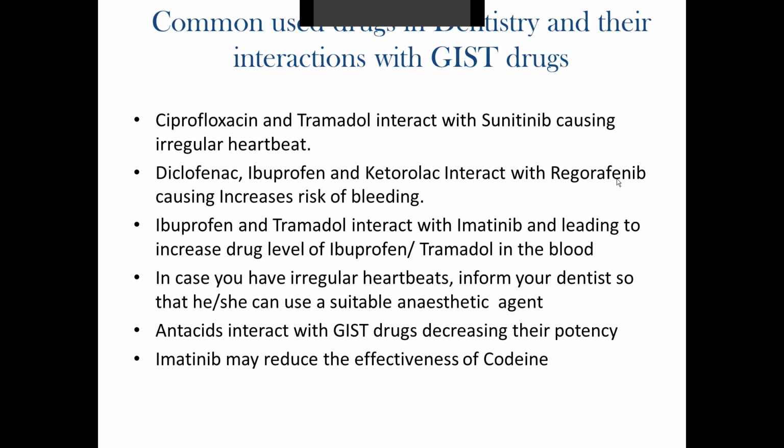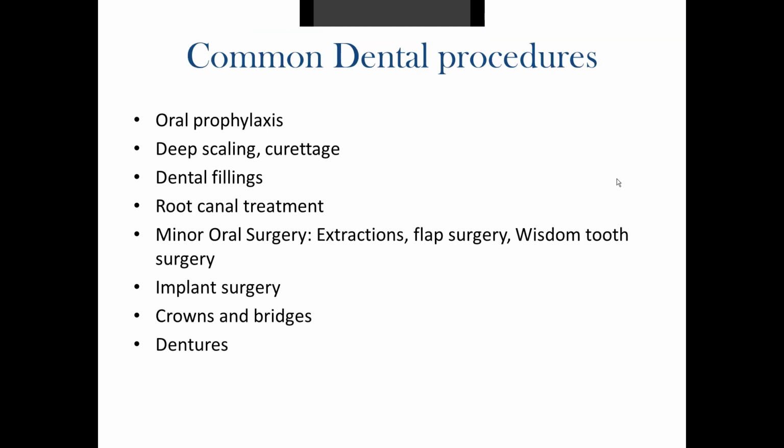Antacids, which are commonly used with all the drugs used in GIST, interact with the GIST drugs, decreasing the blood level. Ask for an antacid which does not decrease the potency of your GIST drugs. Imatinib may also reduce the effectiveness of codeine, which is an analgesic, again very commonly used in dental procedures. So by informing your doctor and your dentist, you can avoid these complications. It's important to be aware of your disease, the drugs you are taking, and the potential complications and interactions with other drugs.